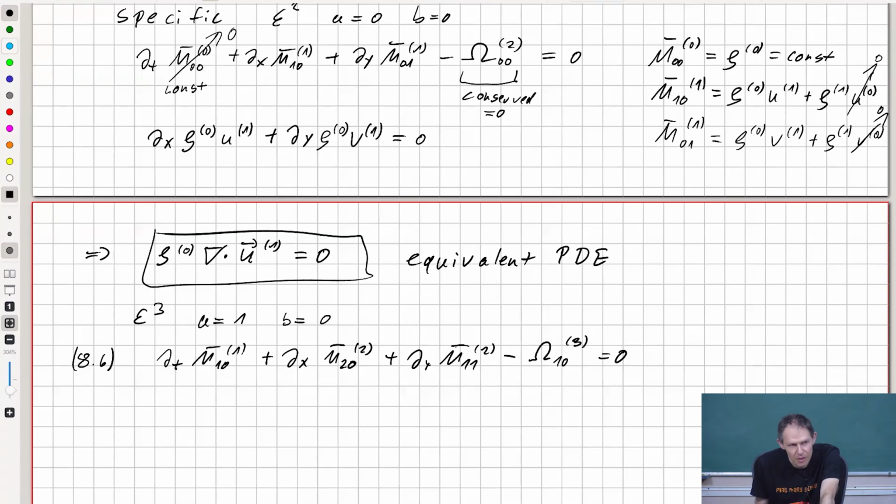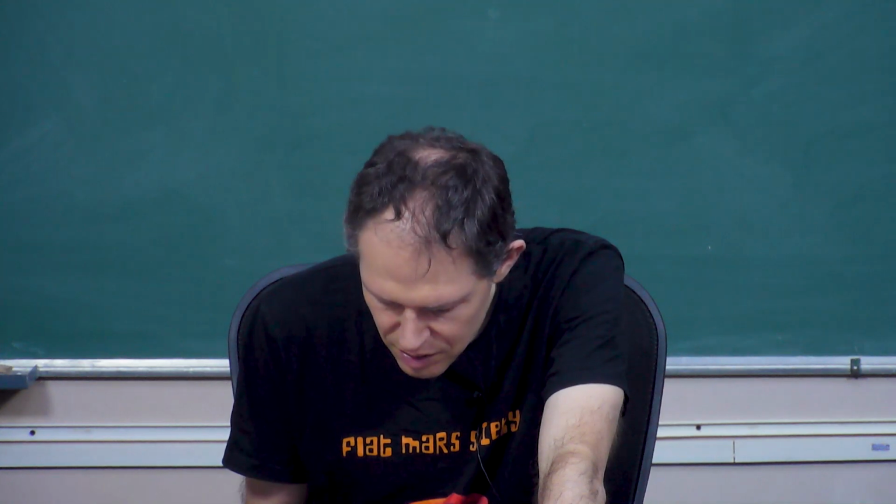Why is u to the power of order 0 equal to 0? Why u and v, I mean. You mean this here? Yes, because we decide that they are.